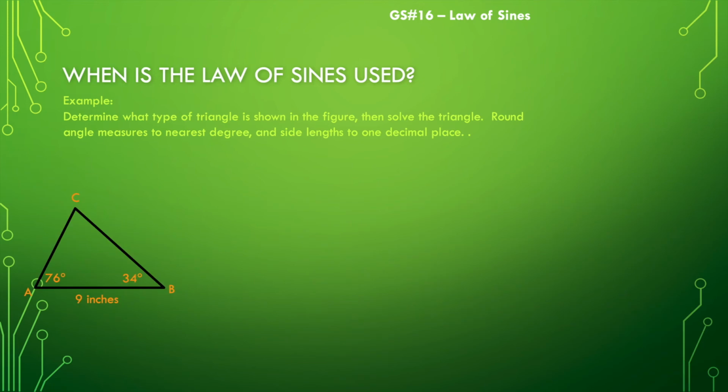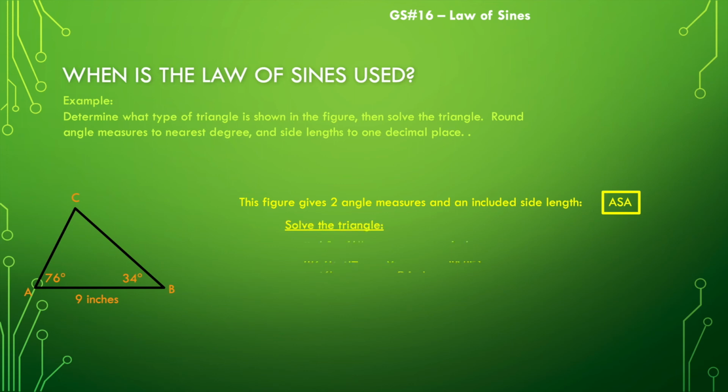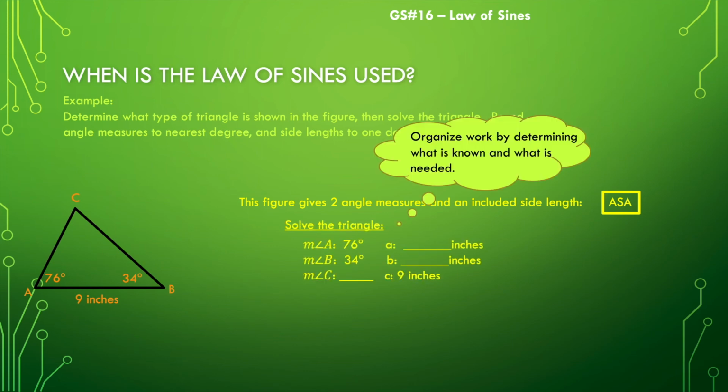So here's another example. Here is another oblique triangle, and we are going to do the exact same thing with it. We are going to determine what kind of triangle this is. I have two angle measures and the side length between them, so this is an angle side angle triangle. Another great candidate for the law of sines. So let's organize our work, fill in our table with what we know and what we need.